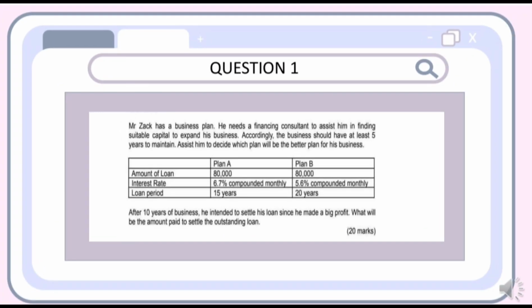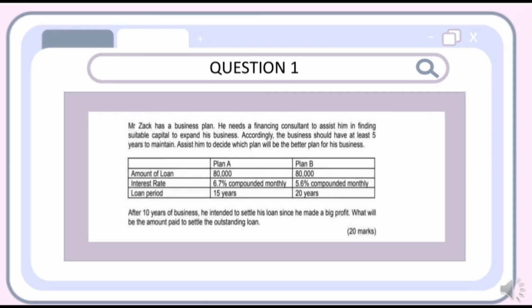We start with question 1. Mr. Z has a business plan. He needs a financing consultant to assist him in finding suitable capital to expand his business. Accordingly, the business should have at least 5 years to maintain. Assist him to decide which plan will be the better plan for his business. After 10 years of business, he intended to settle his loan since he made a big profit. What will be the amount paid to settle the outstanding loan?